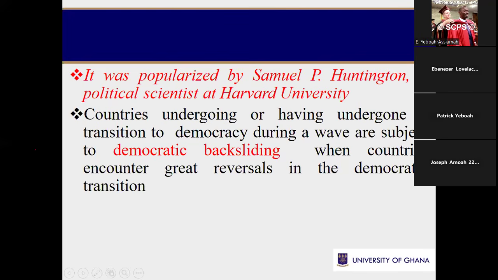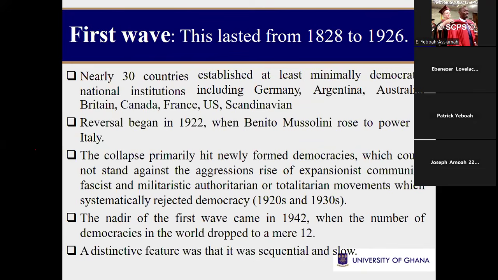C'est un coup d'État. They were democracies. We went to sleep. The next morning, the soldiers have taken over. That is backsliding. But this is too sudden, too rapid, too revolutionary. That is our next topic after this. We will look at backsliding, democratic backsliding.